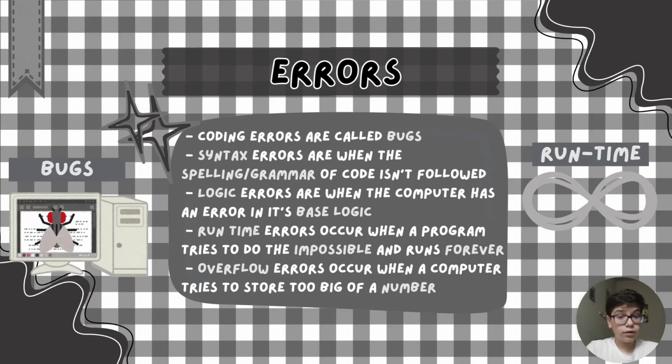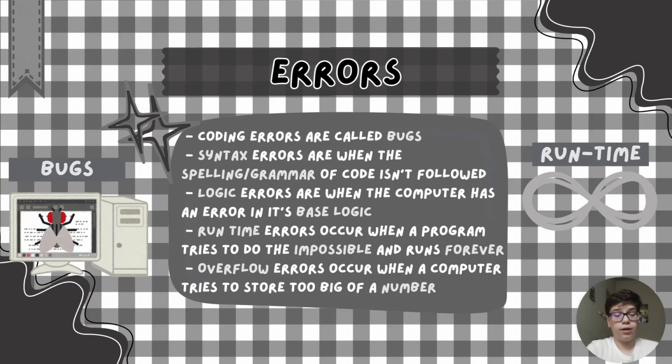Okay, the third type of error that you guys need to know are runtime errors. And runtime errors occur when a program tries to do what's impossible, and in the process is just running forever. So one way to do this is I just say, keep dividing 5 by 2 until it equals 0. That's never going to happen. So the program is going to keep repeating itself and running forever, eventually causing the computer to crash.